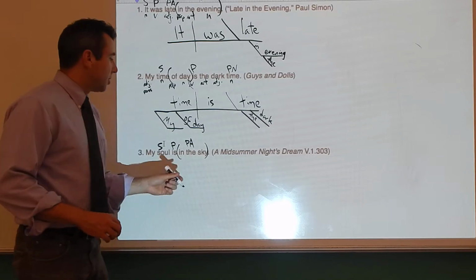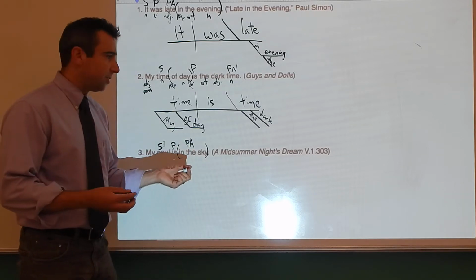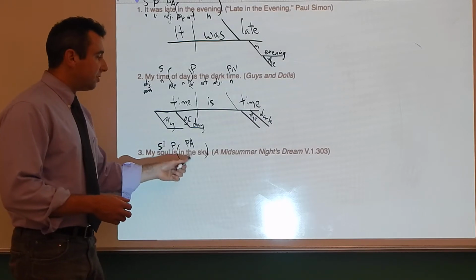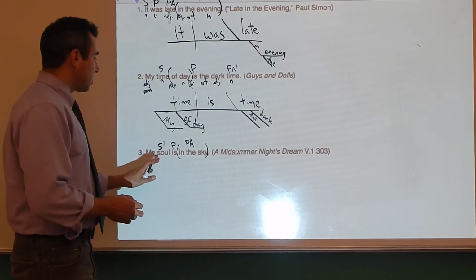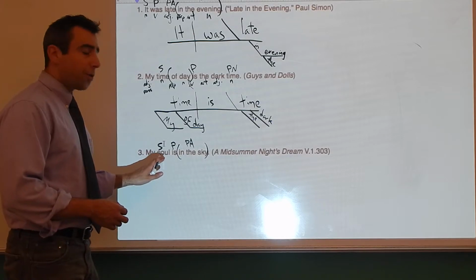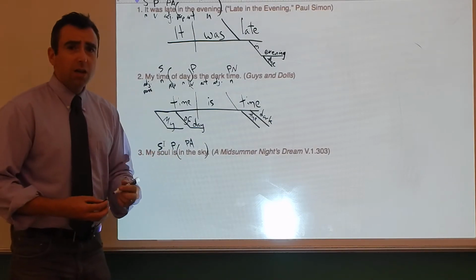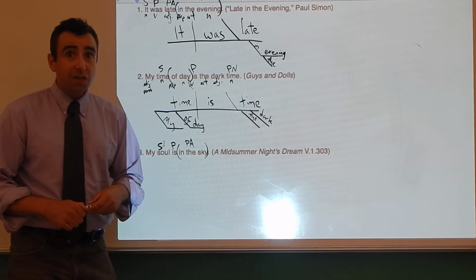Okay, pick it up again. So in the sky is a prepositional phrase. This is a line from towards the end of A Midsummer Night's Dream. My soul is in the sky. In the sky is a prepositional phrase. The subject of the sentence is soul. The predicate of the sentence is is. Soul is what? Soul is in the sky.